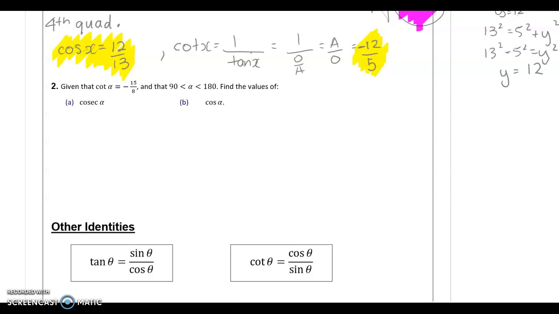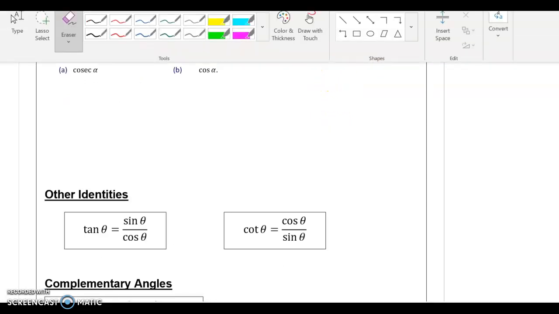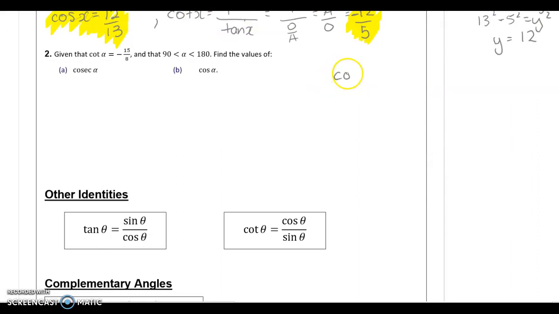But what we're going to do, again, as we normally do, is break that sentence up into little sections and understand it section by section. So we're going to go to the first part up to the comma. It says, given that cot of alpha equals minus 15 over 8. To start with, we're going to forget that minus sign and only look at cot of alpha being 15 over 8. So I'm going to write that down there.